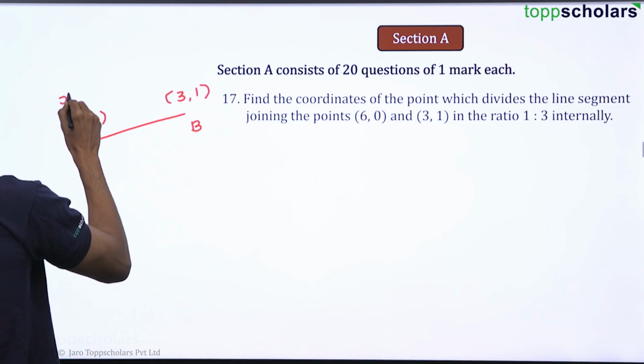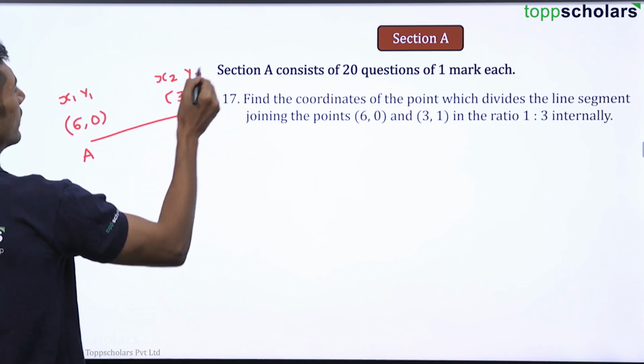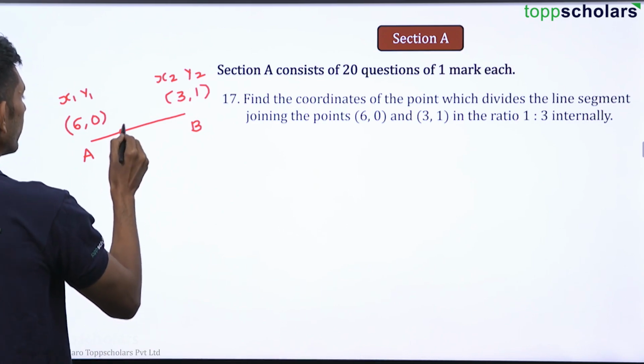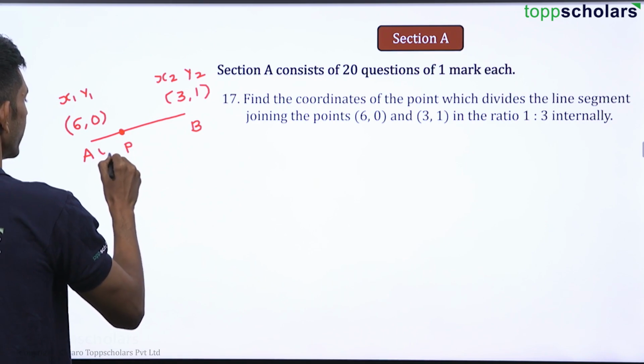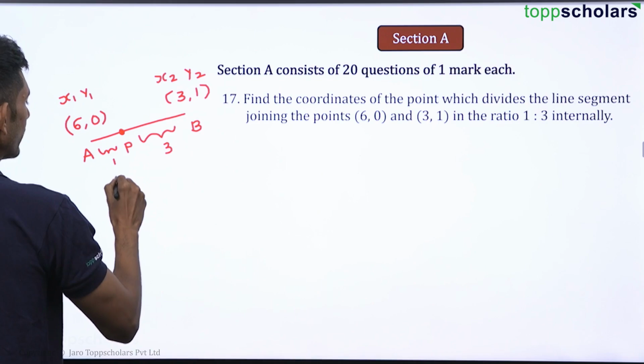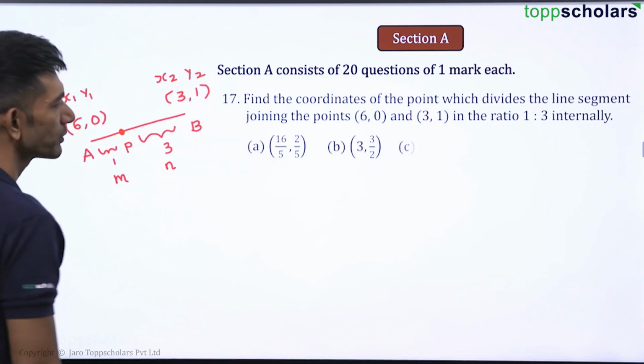First point is always x1, y1. Second point is always x2, y2. And then the ratio is 1:3. That means there is a point over here. That point is point P, such that AP is the first part and PB is the third part. So this is like your M, this is like your N. Now it becomes very easy to solve. So we have 4 options.